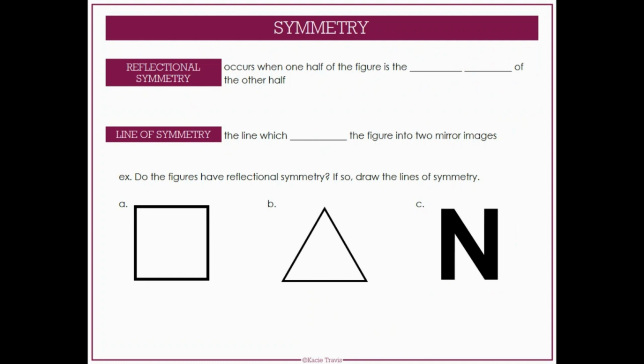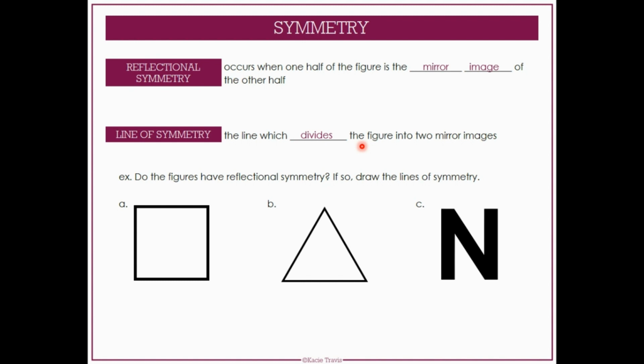So, let's first talk about reflectional symmetry. Reflectional symmetry occurs when one half of the figure is a mirror image of the other half. The mirror image is folded over a line of symmetry. This is a line that divides the figure into two mirror images. So, we're expecting that whatever is on the left side of this line will match up with what's on the right side. Let's go through some examples.